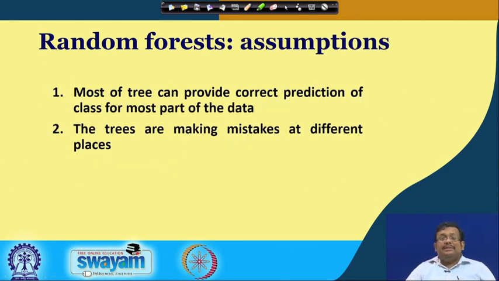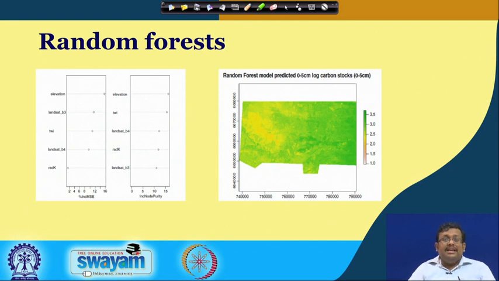The random forest basically assumes that most of the trees can provide correct prediction or class for most parts of the data, and the trees make mistakes at different places. So, based on this observation, it calculates the final output. In the case of regression, it calculates the average of the output, and in the case of classification, it calculates the majority of the vote. So, here you can see the example of random forest, the random forest predicted 0 to 5 centimeter logarithmic carbon stocks.